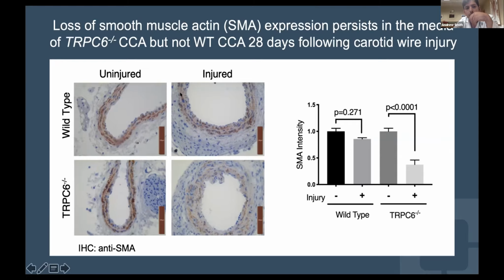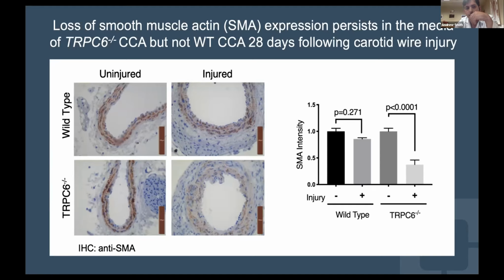What one can see in these representative images is that there's essentially similar staining of smooth muscle actin in the media between uninjured and injured wild type common carotid arteries. But after injury in TRPC6 knockout common carotid arteries, there's a significant decrease in the density of staining of smooth muscle actin. We evaluated this semi-quantitatively in cohorts of 3 wild type and 3 TRPC6 knockout mice, which agreed with this observation that there was a decrease in the intensity of smooth muscle actin staining in medial smooth muscle cells following injury.